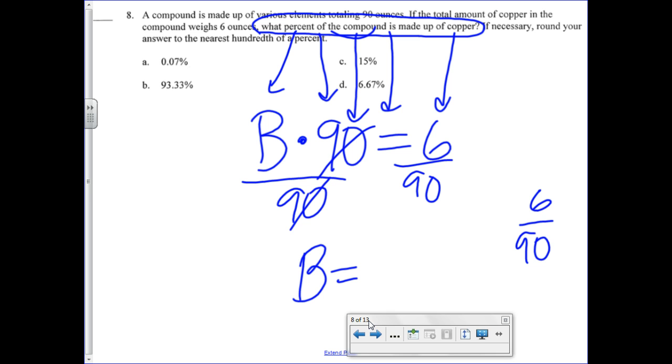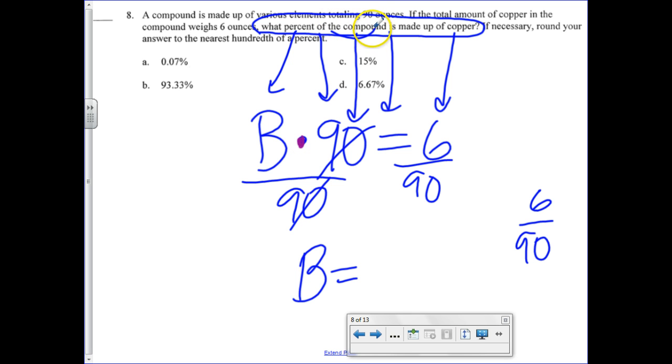Number 8. In reading through this one, the key is in this part of the sentence here. What percent? That's your unknown. In fourth hour today, we chose just the letter B. They chose a random variable. Okay. Of is multiply. The compound.